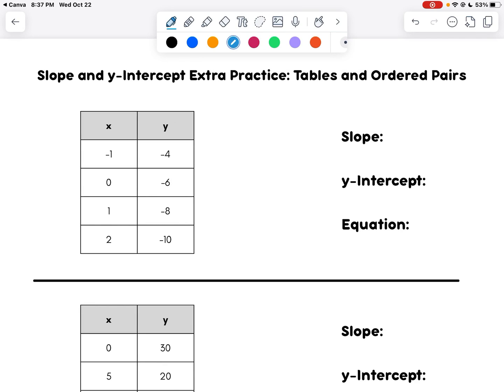I'm going to be talking you through some extra practice for tables in ordered pairs of how to find the slope and y-intercept. Our slope is our change in y over our change in x. So I need to find the change on both sides. I do that by asking myself, how do I get from one to the other?